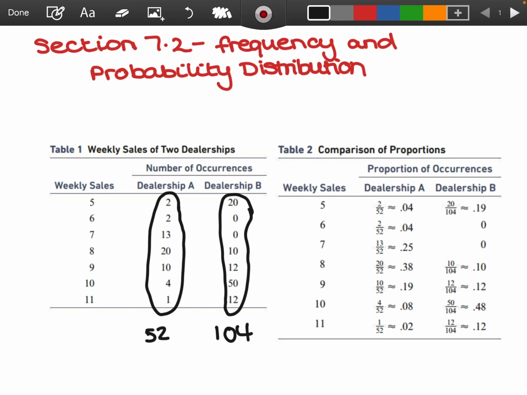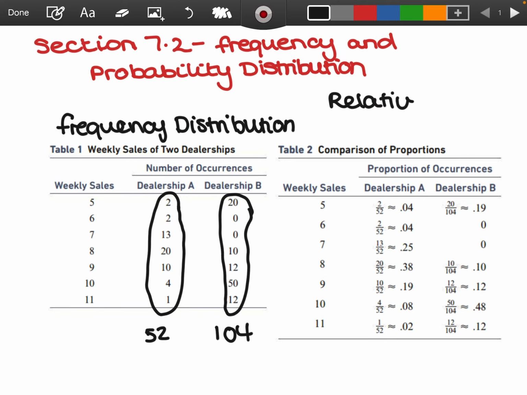These tables are called a frequency distribution and relative frequency distribution, respectively. So here we have a frequency distribution table, and a relative frequency distribution. That's what these tables are referred to as.